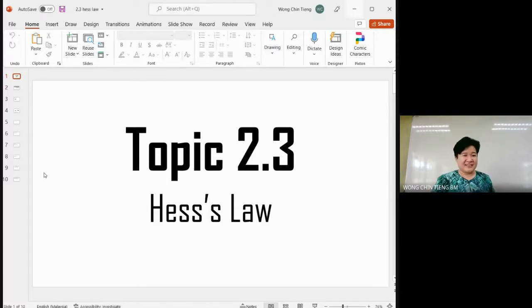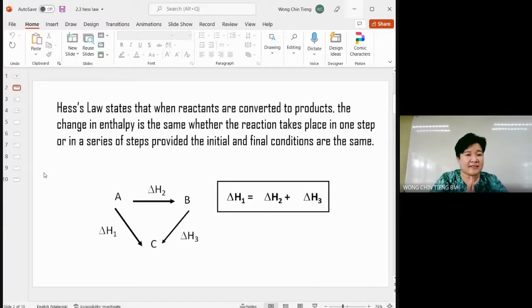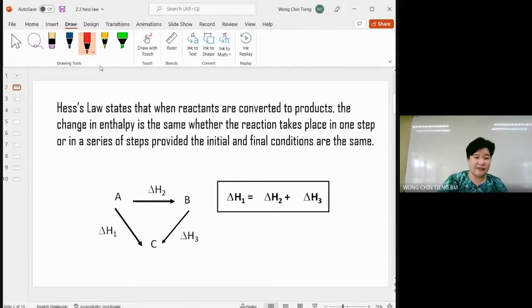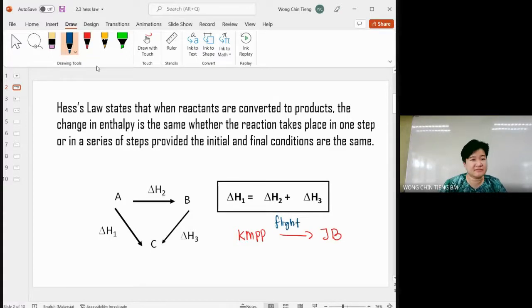Okay. If I say calorimeter concept is simple, Hess's law is even easier. Concept senang. What Hess's law is talking about, remember the vector we learned on Monday? That is Hess's law. And Hess's law in your daily life adalah, kalau saya ada kat KMPP, saya nak balik ke Johor Bahru. Ada banyak cara. Cara pertama, saya naik flight. Mahal gila.